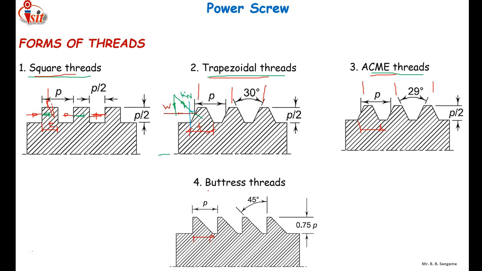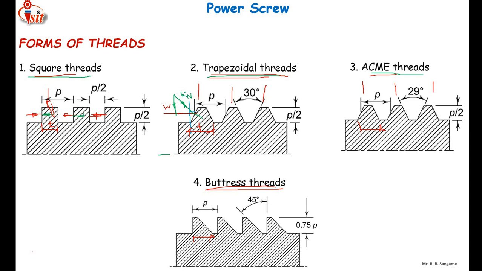Now we will discuss the buttress threads. As I have said, one face of the buttress thread has a profile similar to a square thread, with an angle of 90 degrees, and the other face is like a trapezoidal thread. If you consider efficiency, the buttress thread has higher efficiency than trapezoidal threads, and it can also be manufactured on a thread milling machine.